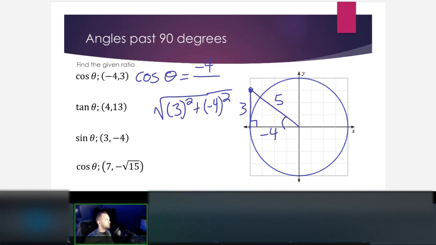All right, so going back to the original problem, cosine is the x value over your radius, and we now know the radius is 5. So cosine of theta is -4/5. Yep, not 45 degrees.